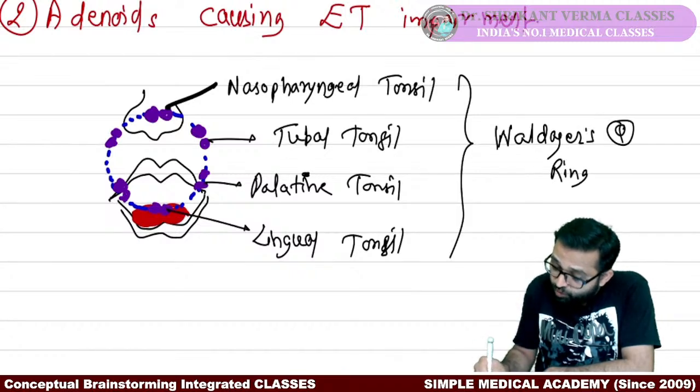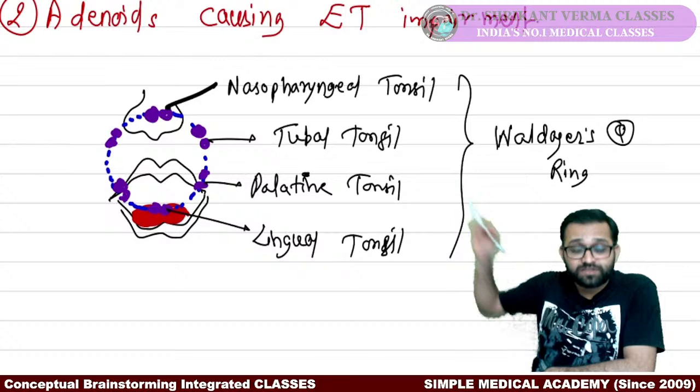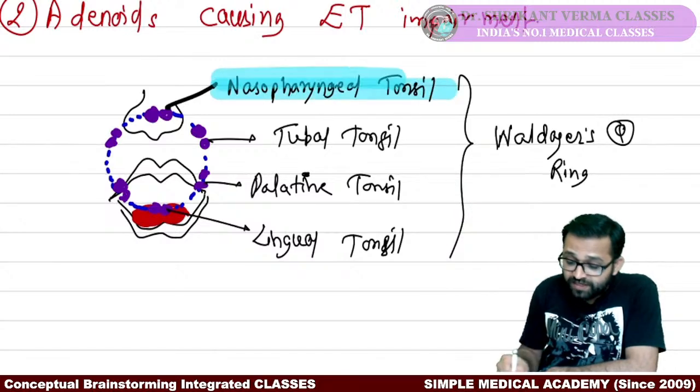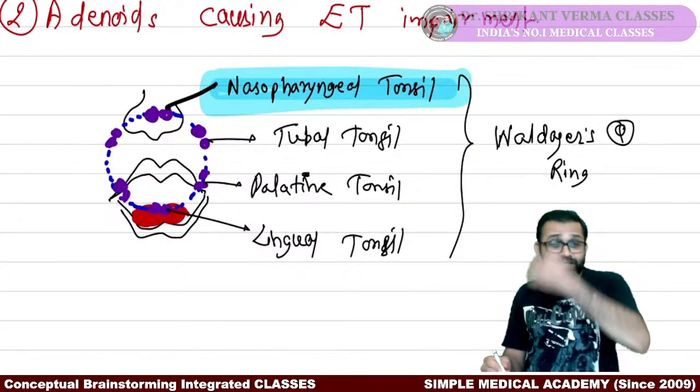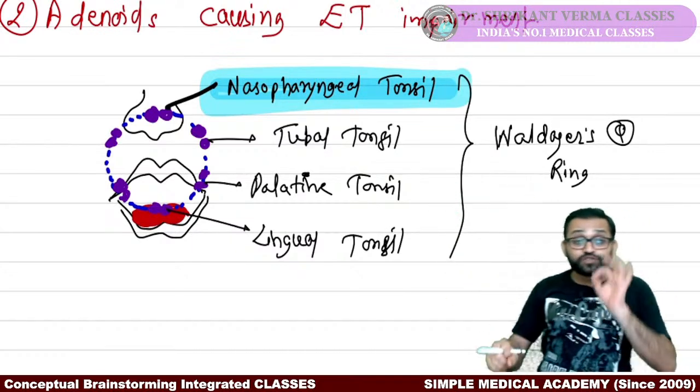Correct. This is a very important question. Now try to understand, if there is excessive proliferation of this nasopharyngeal tonsil, then it is known as adenoid. Sometimes the tubal tonsils also proliferate and cause blockage of the auditory tube.